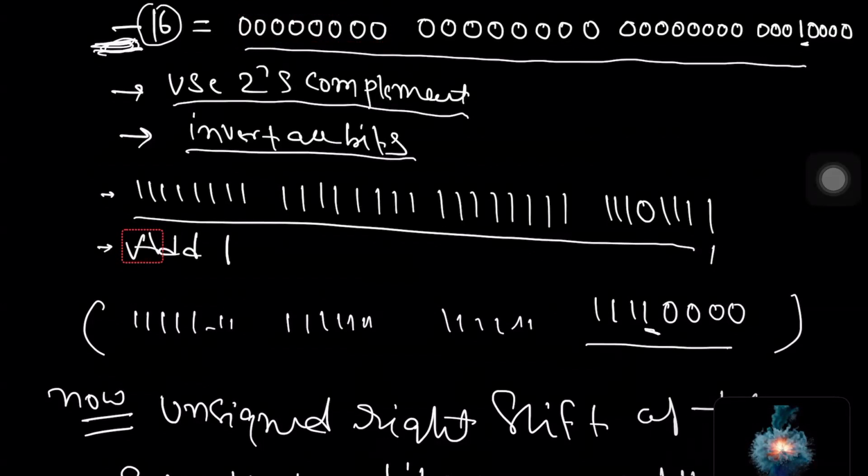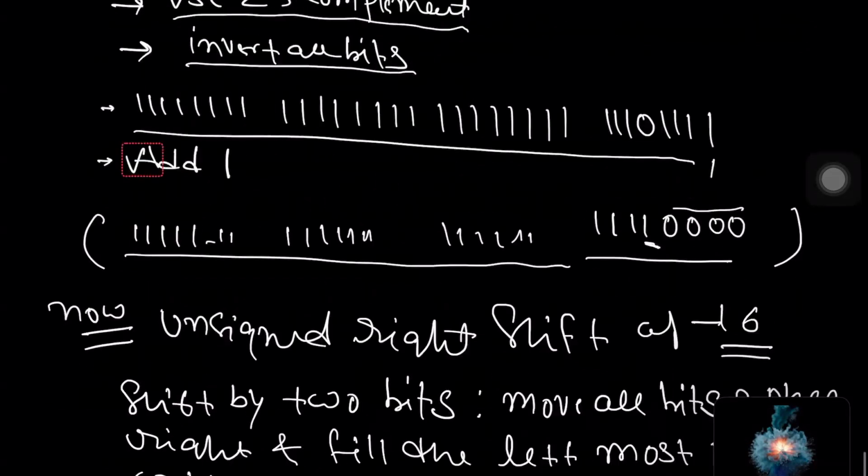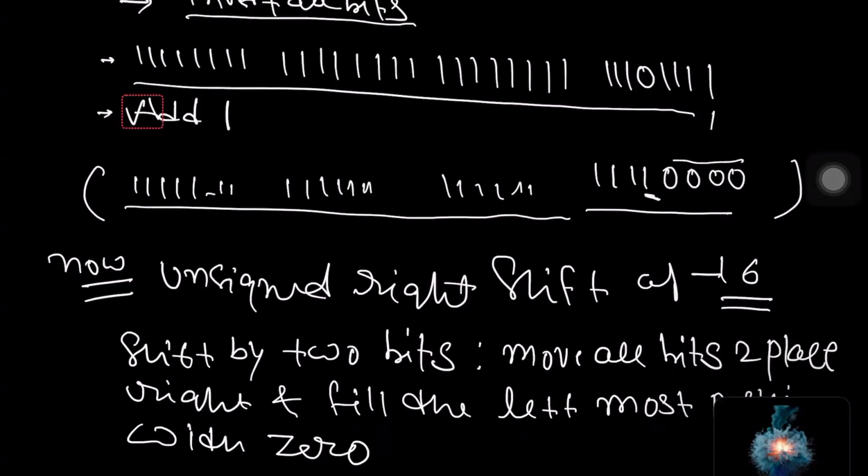Okay, so now we have 4 zeros and 1, and all the remaining will be the same. It will not get impacted. Clear? Till now it's clear, right? So now we have the two's complement representation of minus 16. Once we get the two's complement binary representation of minus 16, we do an unsigned right shift of minus 16.